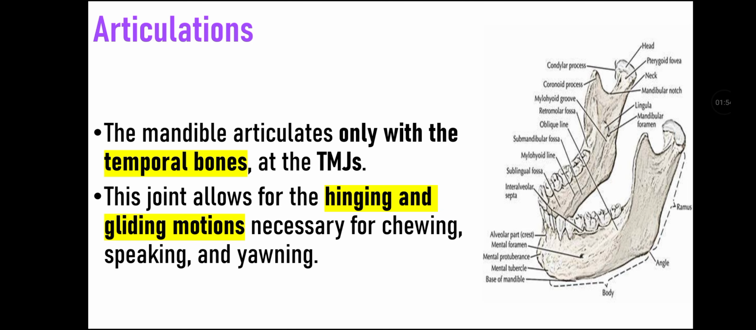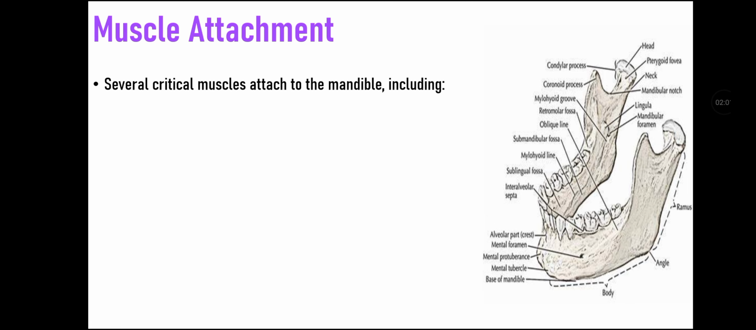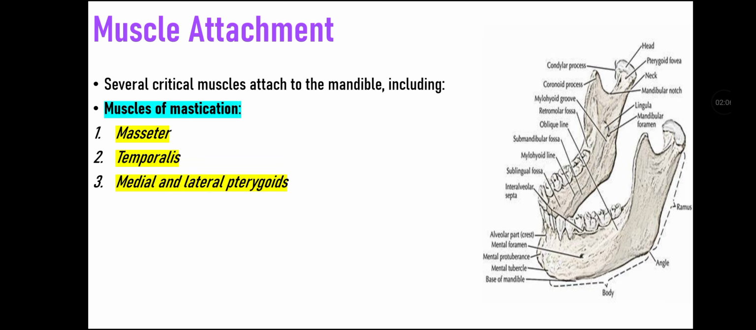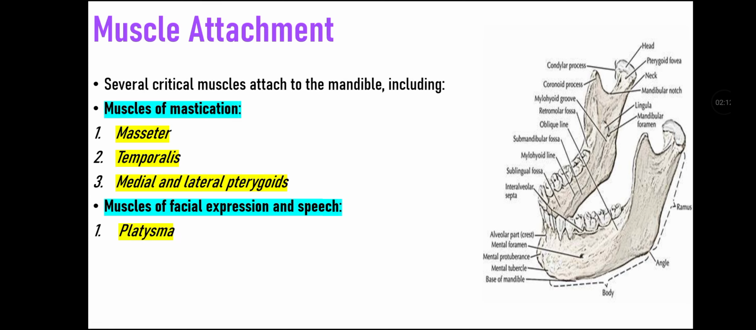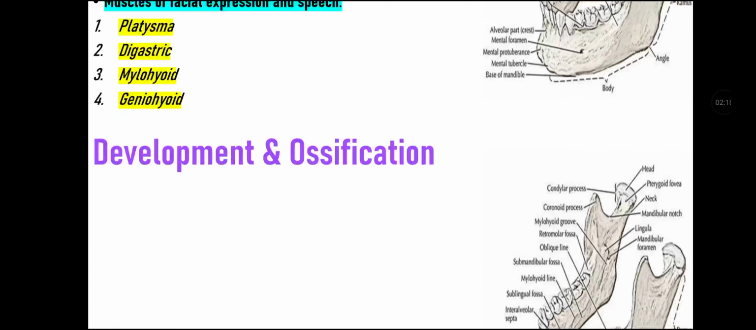Talking about muscle attachment, several critical muscles attach to the mandible, including the muscles of mastication, that include the masseter muscle, temporalis muscle, and medial and lateral pterygoid muscles. Then muscles of facial expression and speech also attach to the mandible. They include the platysma muscle, digastric muscle, mylohyoid muscle, and geniohyoid muscle.